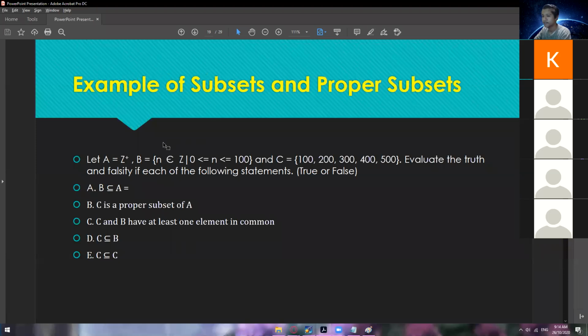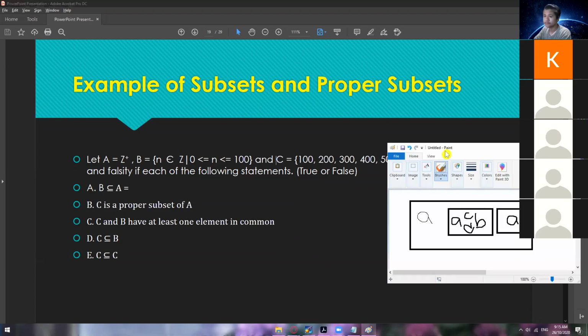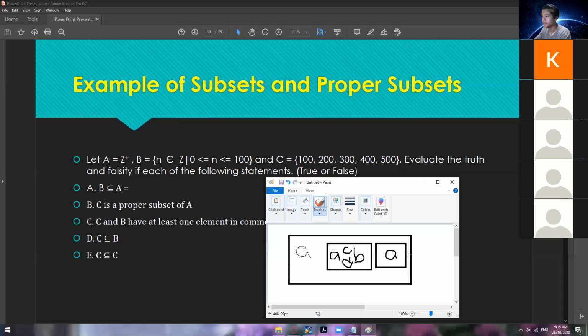So example of subsets and proper subsets. We have here set A, wherein it has an element of positive integers, and then set B, wherein it has a set of natural numbers, or element n, ranging from 0 to 100. And then C is 100, 200, 300, 400, and 500. So evaluate the truth or falsity of each of the following statements, if true or false. Okay, so letter A. B is a subset of A.